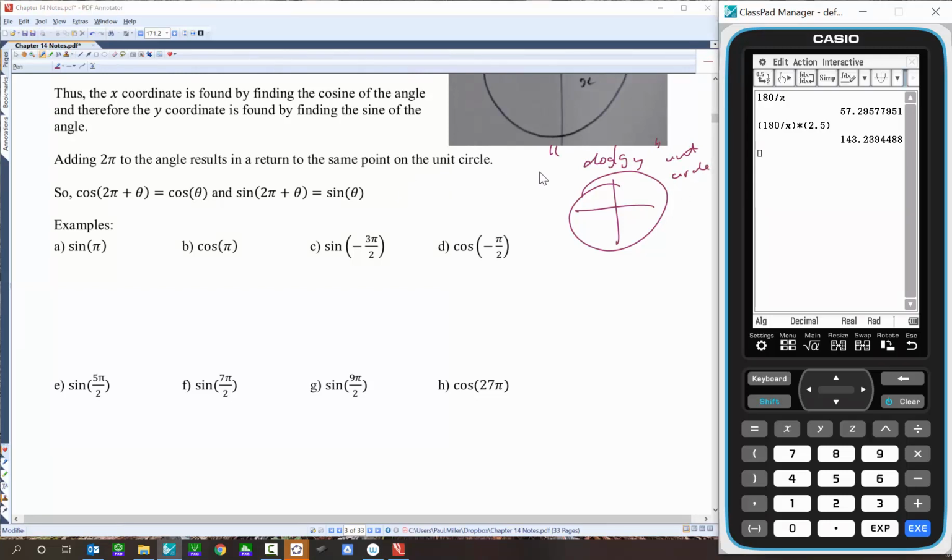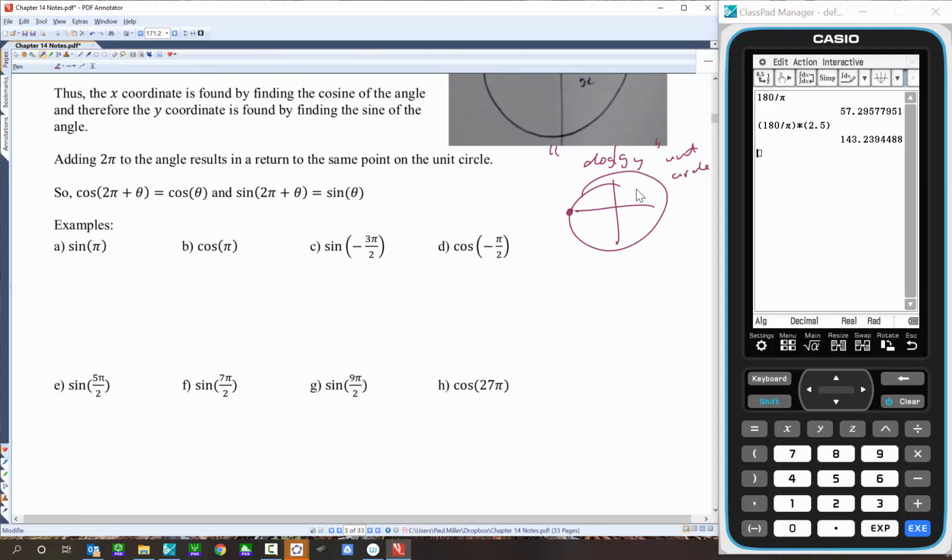On that dodgy unit circle, we need to find out where we are. Now pi, where's pi? Here's 0 and here's 2 pi. So pi is half of 2 pi, so we'd actually be right here on the unit circle.